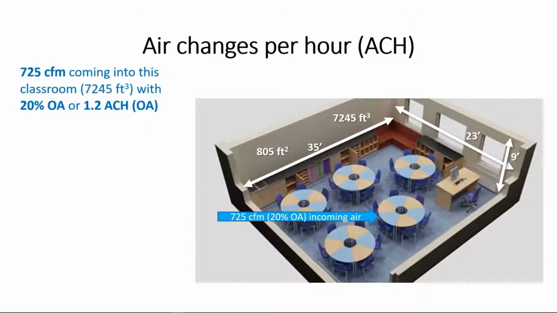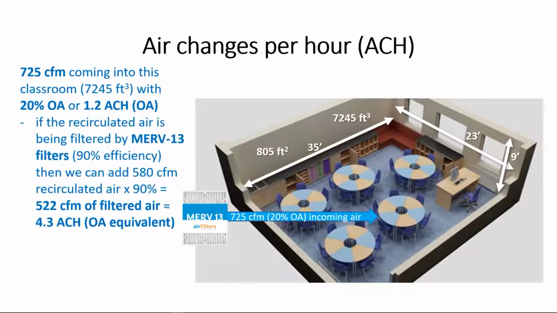Now, if we change this to a MERV 13 filter, we actually get much better filtering. That's equivalent to 4.3 air changes per hour. And when we combine it with the actual outdoor air, we get 5.5 equivalent air changes per hour. So you can see that a MERV 13 makes quite a difference.